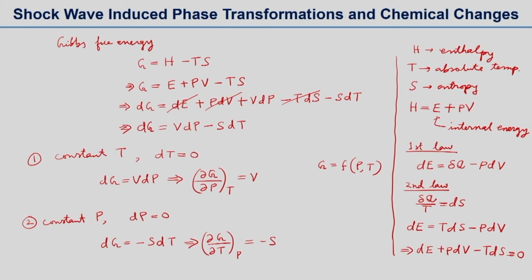What this expression means is, when you increase the pressure in the first case at constant temperature, as pressure increases, it favors phases of lower volume, that is, more compact volume. Because we want a phase with lower Gibbs free energy, and the partial derivative of G with respect to P gives V, if you increase the pressure and want a stable phase, it will favor a phase with lower volume.